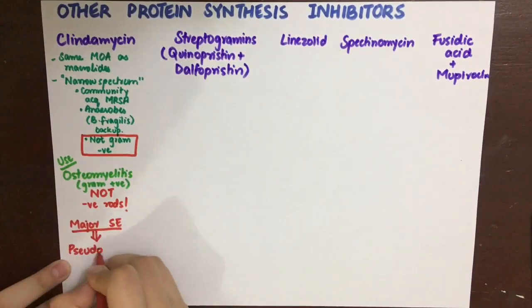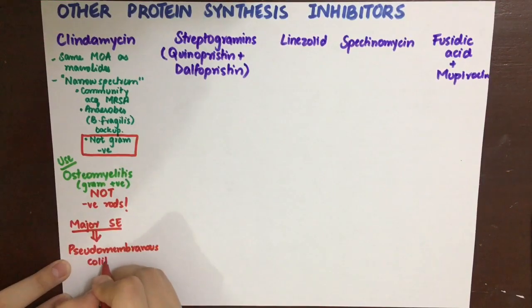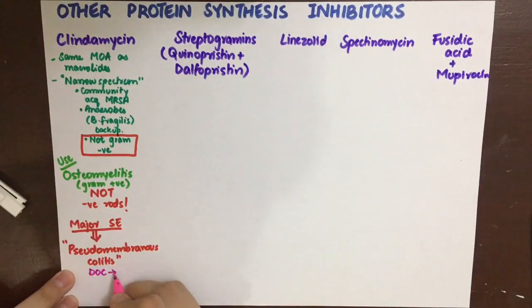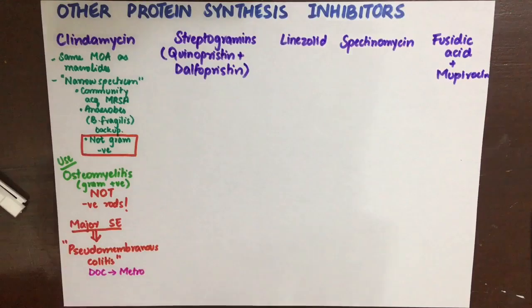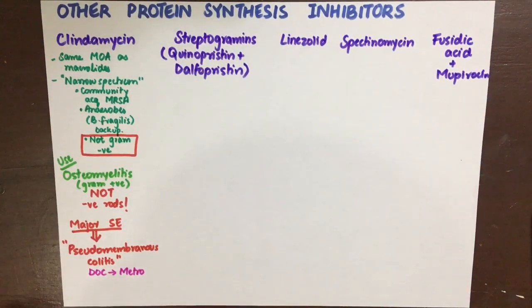A major side effect associated with clindamycin use is pseudomembranous colitis, and clindamycin is the most likely cause of this side effect. The drug of choice to treat this condition is metronidazole, while vancomycin is just used as a reserve drug. Overall, clindamycin is a bacteriostatic drug.